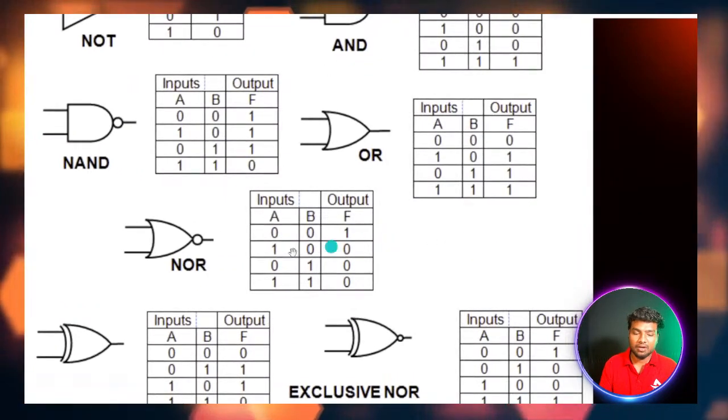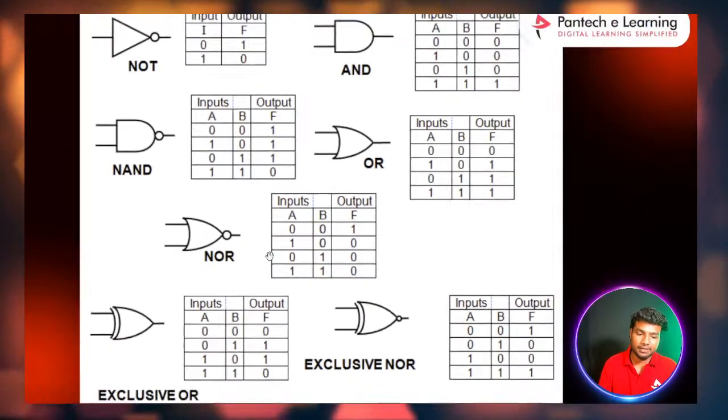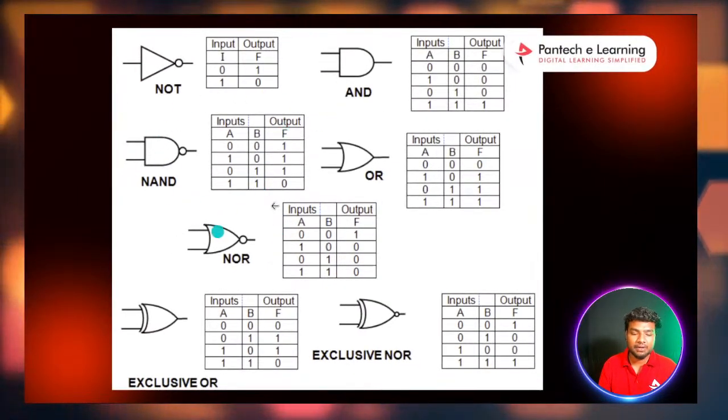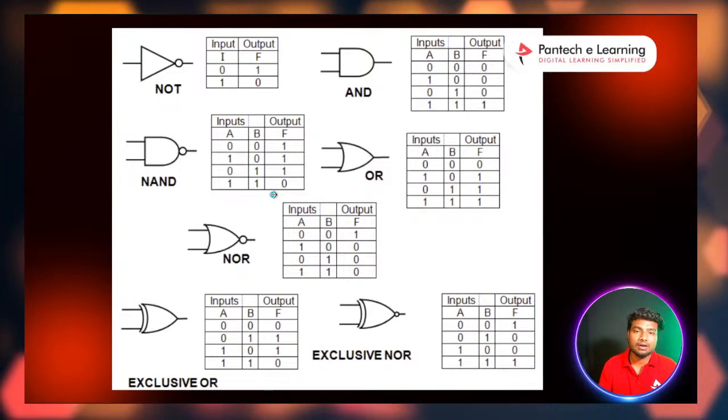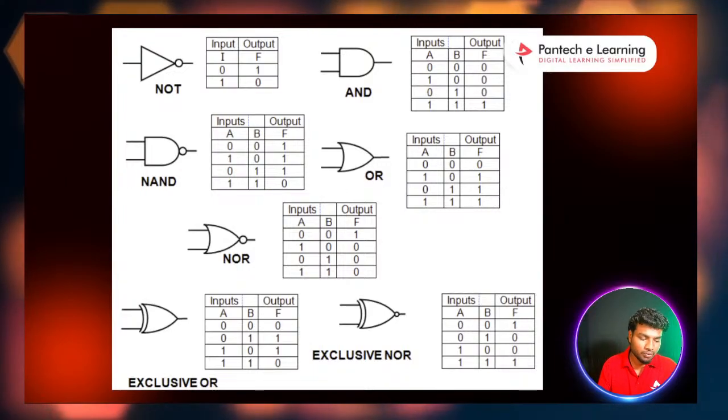And then the NOR gate is the complement of the OR gate. Same like that, the NAND gate is the complement of the AND gate. NAND and NOR are called universal gates to perform Boolean functions.